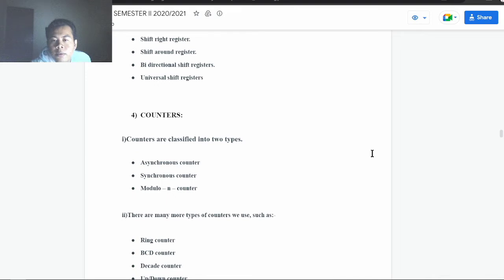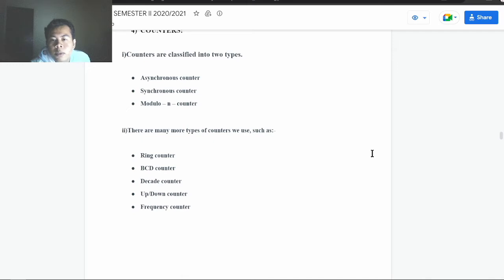The fourth application of flip-flop is the counter. Counters are classified into two types, as we can see at the top: asynchronous counter and synchronous counter. There are many types of counters we use, such as ring counter, BCD counter, decade counter, up-down counter, and frequency counter.